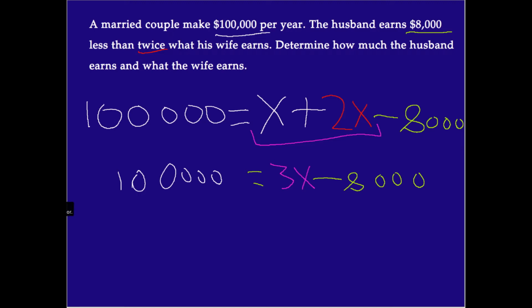So to do that, I think we know this is not too complicated here. All we're going to do is add 8,000. Why are we adding? Because adding is the opposite of the negative sign or the subtraction sign over here. So I add 8,000. And that leaves me down here at the bottom, 108,000 equals 3x. So we're almost done. Let me go to a new slide here.